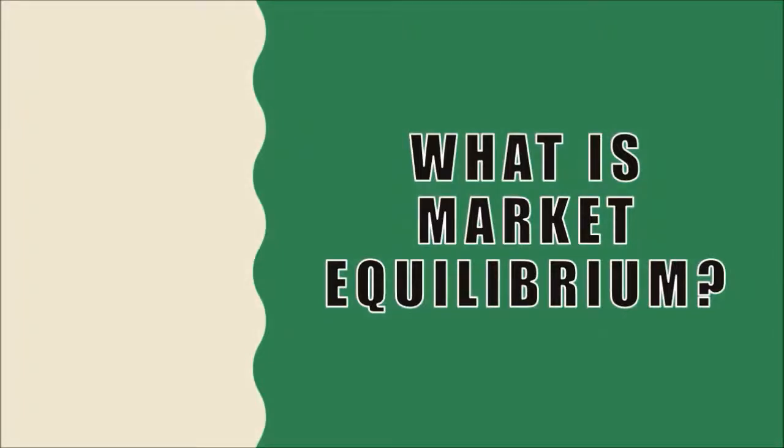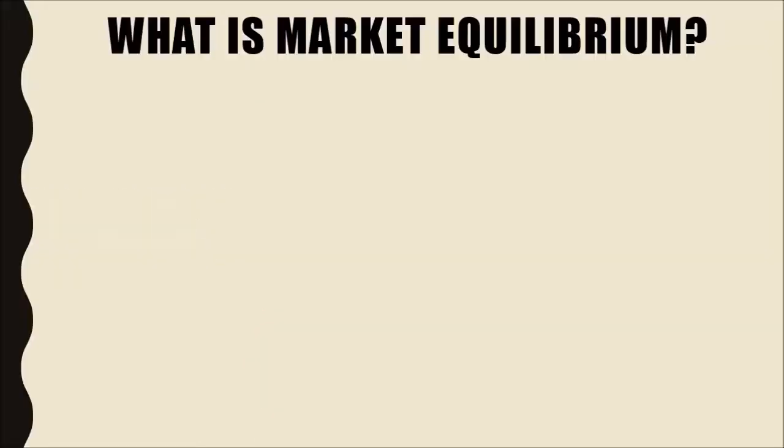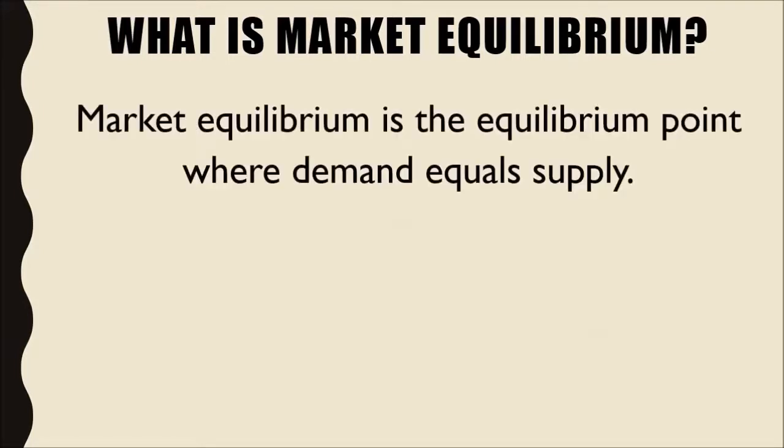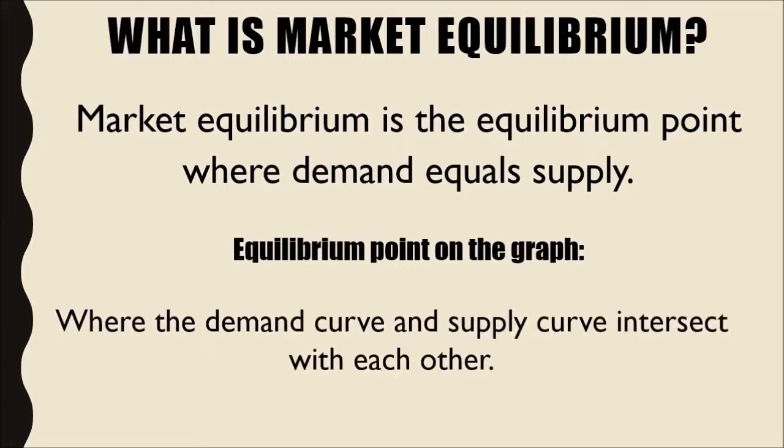In this video, you will learn what market equilibrium is and what happens in market disequilibrium. Simply put, market equilibrium is the equilibrium point where demand equals supply. In other words, it is the equilibrium point where all buyers can buy the number of goods they demand and all producers can sell the number of goods they want to supply. In terms of graphical presentation, market equilibrium is where the demand curve and supply curve intersect with each other.